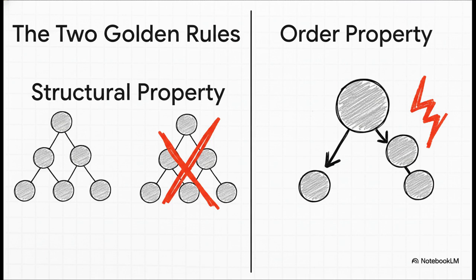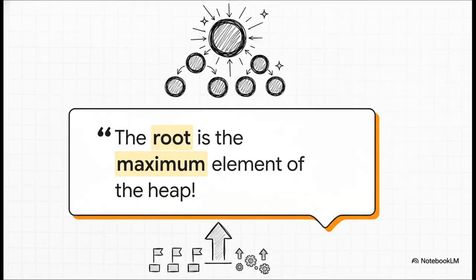And second, and this is the crucial part, the order property. Any parent node must be greater than or equal to both of its children. This, by the way, is called a max heap. You could have a min heap, where the parent is always smaller, but for today, we're focusing on the max heap. And that second rule leads to this really cool consequence.